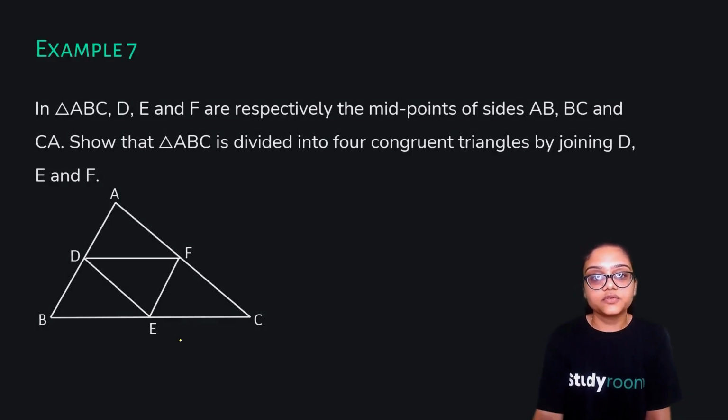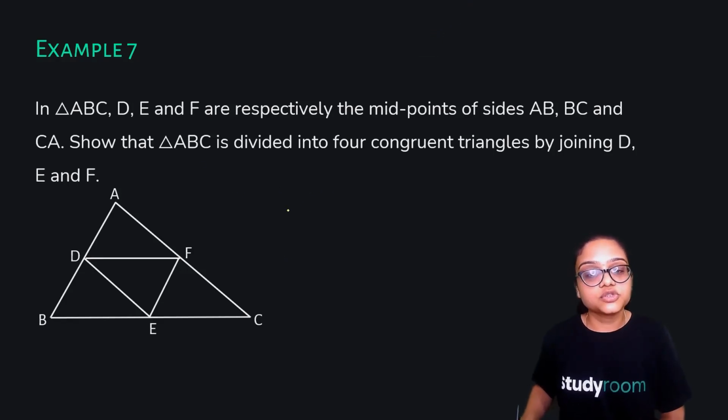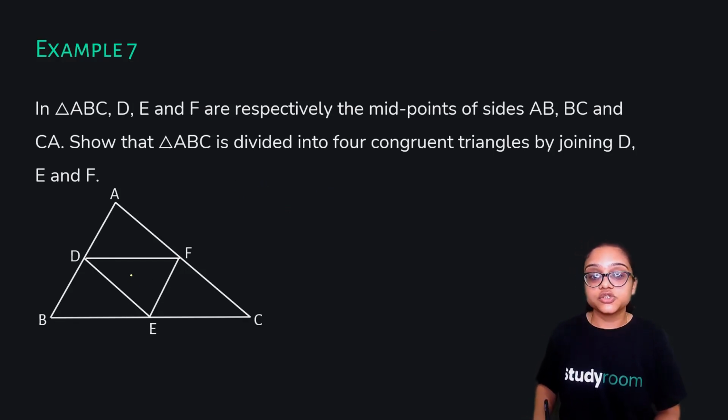Now, we have to solve this question in triangle ABC. D, E, F are respectively the midpoints of AB, BC and CA. Show that triangle ABC is divided into four congruent triangles by joining DE, EF and DF. Correct? Now, pause me and try it out. For this question, I'd like you to solve it yourself, okay? Because it's a really easy question. Okay? I'll just show you ahead.